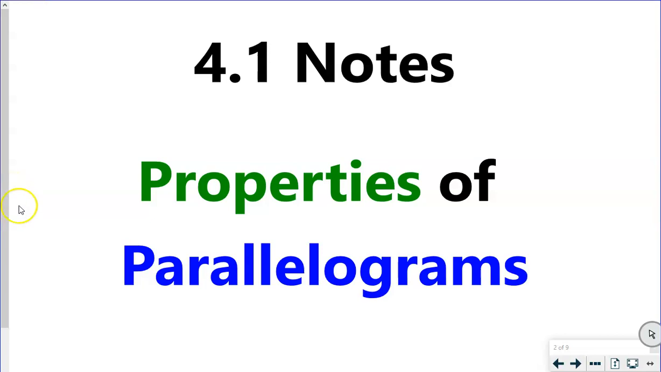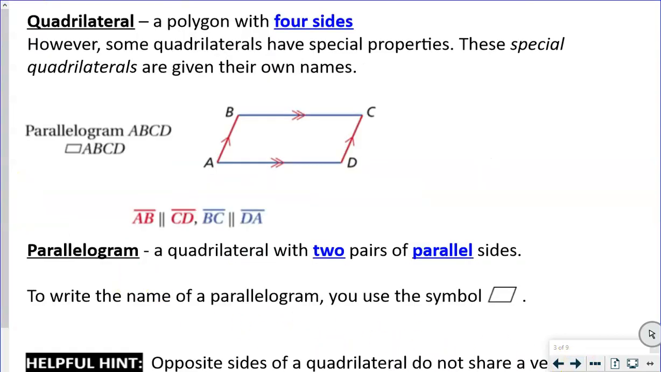So this is the video of the 4-1 notes, which are properties of parallelograms. So first thing I want to talk to you all about is a quadrilateral. A quadrilateral is a polygon with 4 sides, and a polygon is a closed object. Okay, it has no openings.